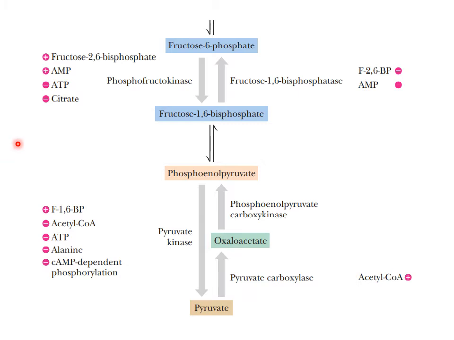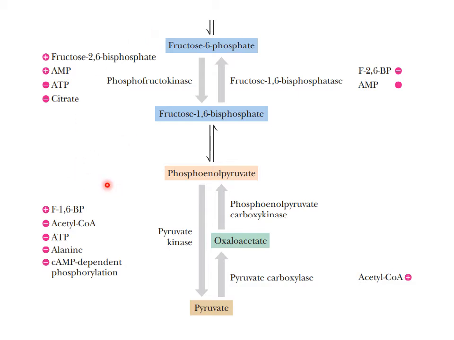Now, just like I was saying in the previous slide, products tend to be inhibitors because, well, if you have a product, you don't need to make more of that product. Well, the opposite is also true. The substrates can be activators because if you have a lot of this substrate, for instance, fructose 6-phosphate or fructose 2,6-bisphosphate, well, then you're going to want to make more. You're going to want to break that down since you have so much of it.